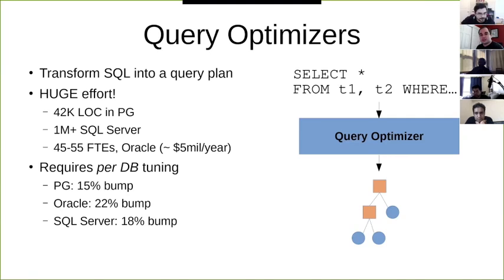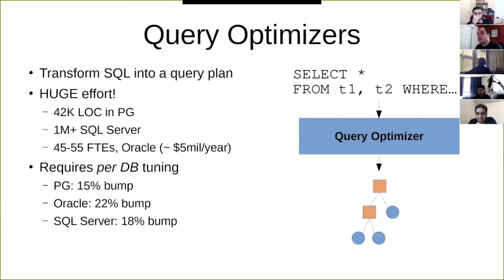Oracle, another corporation that makes a state-of-the-art database, wouldn't tell me how many lines of code their query optimizer was, but they did have about 45 to 55 full-time employees working on it. So that translates to about $5 million a year. So query optimizers are extremely complex. People spend a whole lot of money building them.